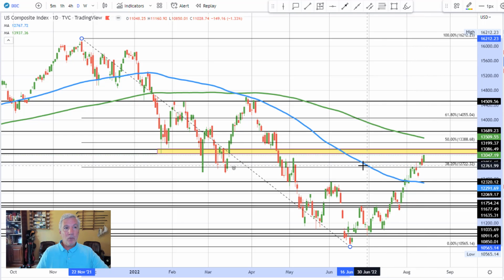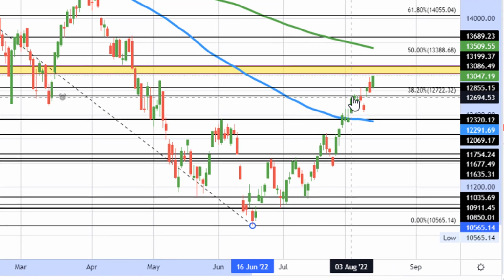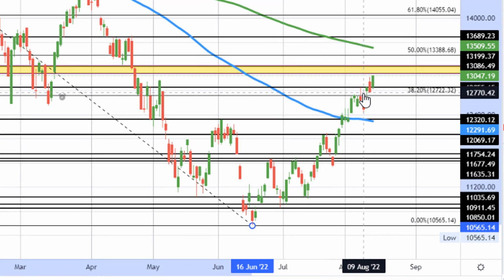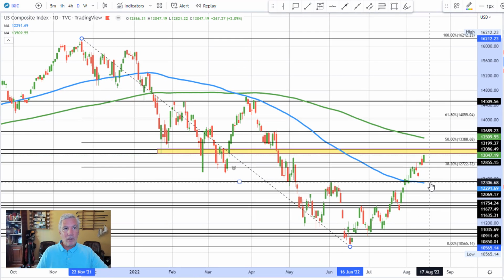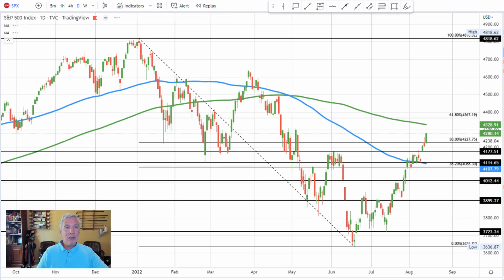On the downside, if we move back below the 38.2% retracement, that was a swing high through here. We moved above it here and then broke back below it, but then reestablished support at the 38.2. Getting below 12722.32 would be a disappointment in the move to the upside and could lead to more corrective pressure down toward our 100-day moving average at 12291.69.